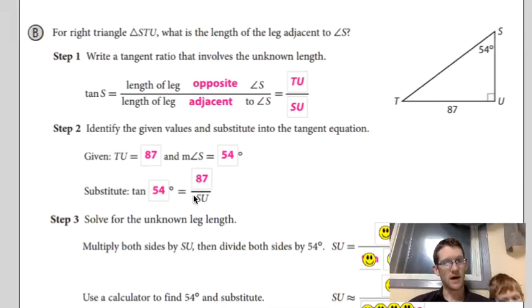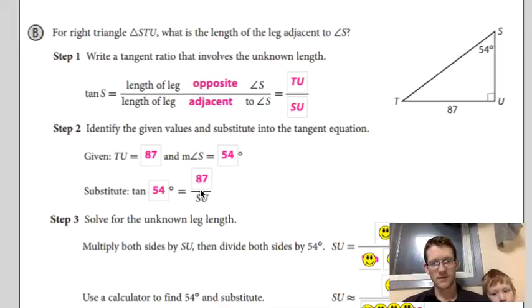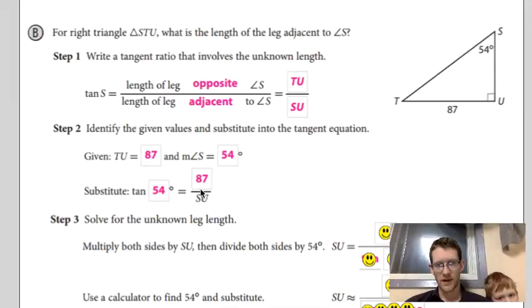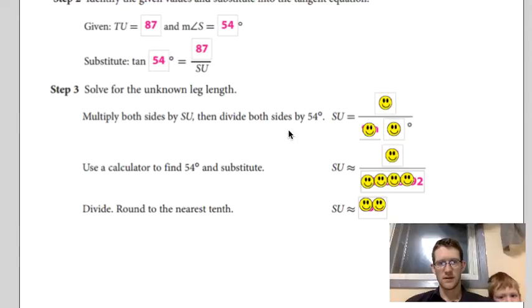Since SU is on the bottom, we can't just divide by SU, right? We're already dividing by SU. So we're going to have to essentially multiply both sides by SU, and then divide both sides by the tangent of 54. Or you can put tangent of 54 over 1 and cross multiply. Let's see what the book does. Oh, they just do it all in one step. So they assume you can algebra that one. SU, therefore, is equal to 87 divided by the tangent of 54.